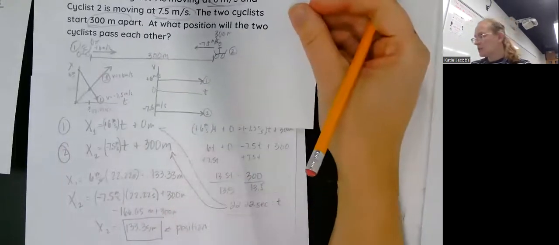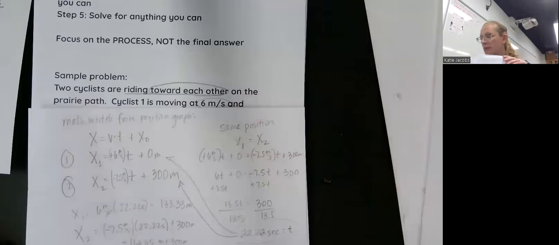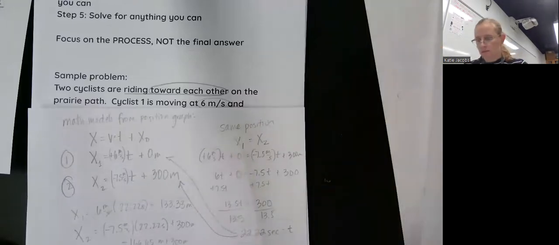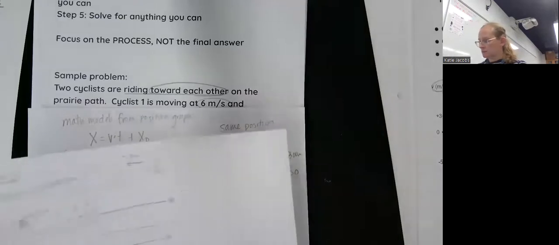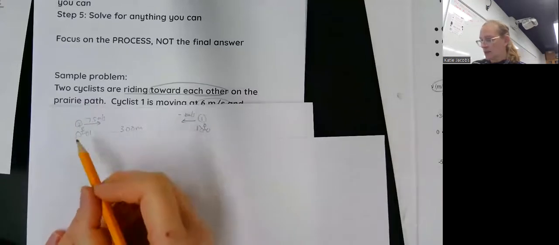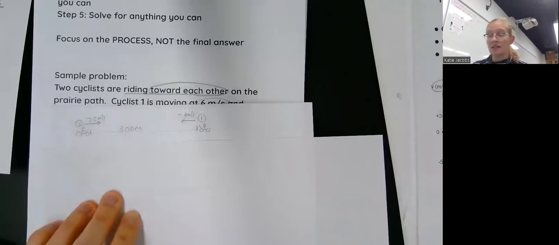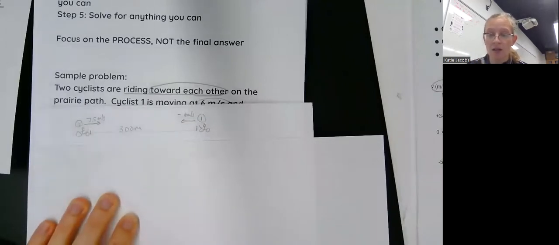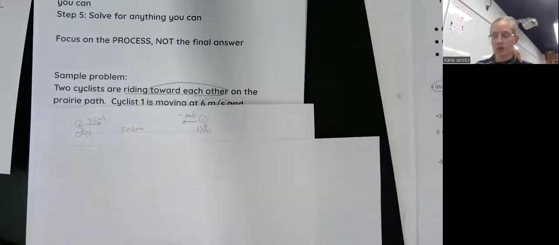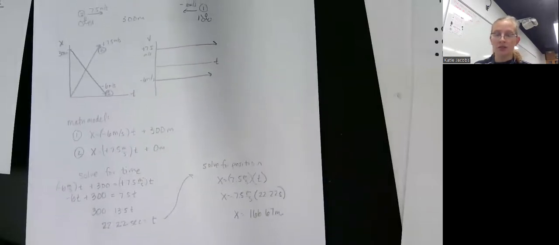So my challenge to you is, can you interpret the problem the other way, where cyclist 2 was headed to the right and cyclist 1 was headed to the left? See if you can draw me the position graphs for that, the velocity graphs, write your math models, solve for time, and solve for position. Try that out. And then you can check your answer. Here is the final solution.